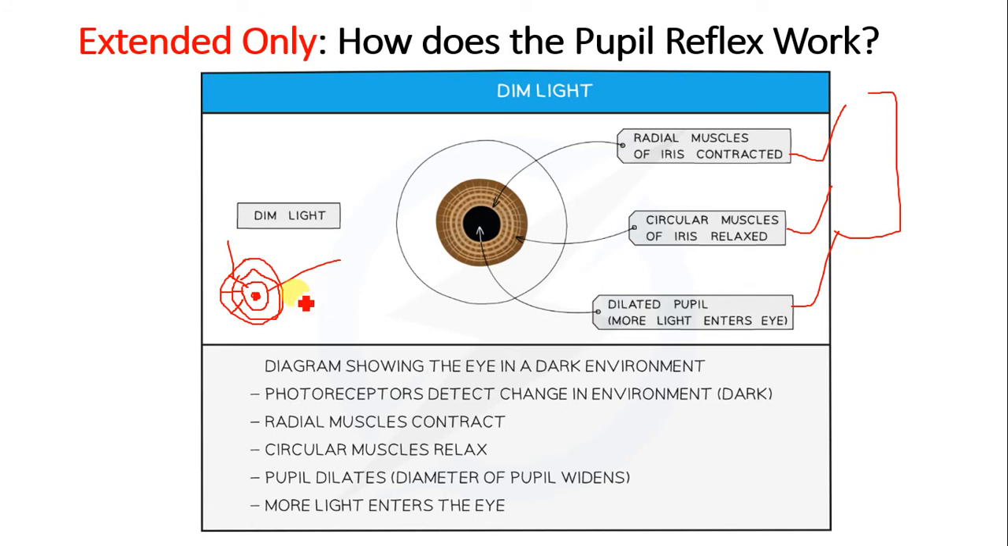So obviously, when this relaxes, this will become larger. Once this relaxes, this will contract. So once this contracts, it will draw this one backward for it to become larger and the pupil will dilate. But once this one relaxes, then this will now come forward and the pupil will contract.